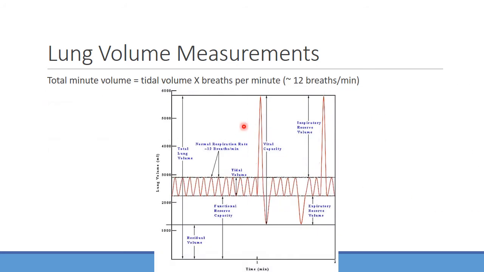All right. You can also look at your total minute volume, so you can measure basically how many breaths they're taking times their tidal volume. Roughly, if you are just normally breathing, maybe 12 times a minute could be average for some people. And so the tidal volume times that breaths per minute ends up giving your total minute volume.